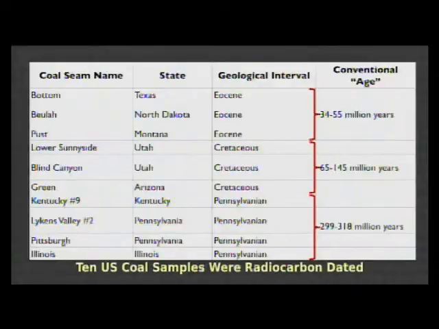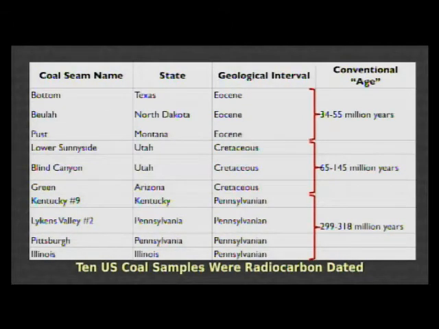We applied for these, they're available for research, and we sent them off for radiocarbon dating. And what did we find? Well, these coal beds vary in age, conventional age, from about 40 million years down to over 300 million years, the Pennsylvanian coal beds of the Appalachians.